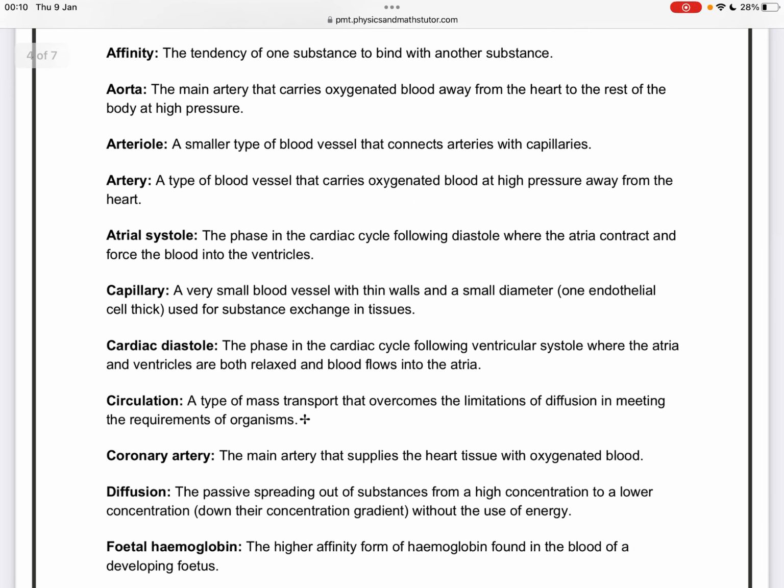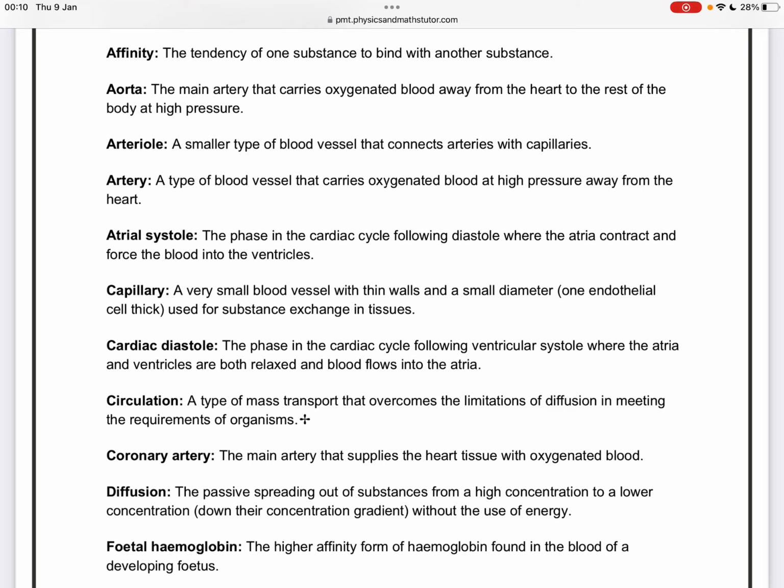Aorta. As you know, it's the main artery that carries oxygenated blood away from the heart to the rest of the body at high pressure. Aorta, oxygenated, away. Both are vowels. Arteriole is a smaller type of blood vessel that connects arteries with capillaries.